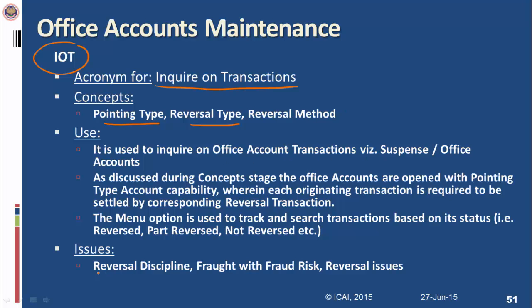The important issue is the reversal discipline. Timely reversal should be there, proper reversal should be there. If an originating transaction is reversed against some other reversal transaction, then the entire reconciliation system will go haywire. As we have discussed, it is a fraud risk. The reason is that the temporary account will become permanent and nobody will look into it, and in that scenario a person, that is the official, may siphon off money.